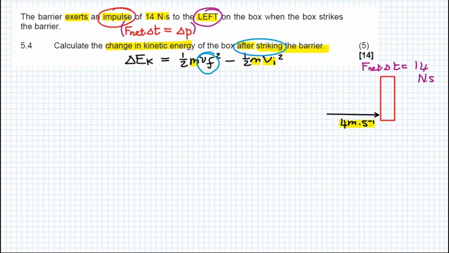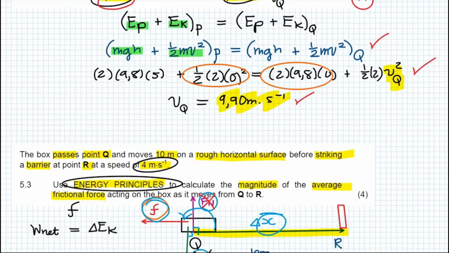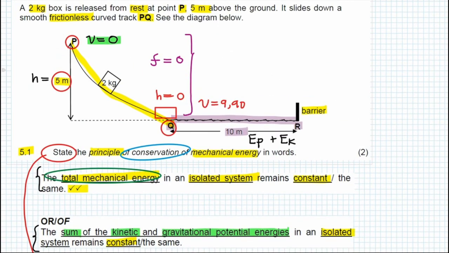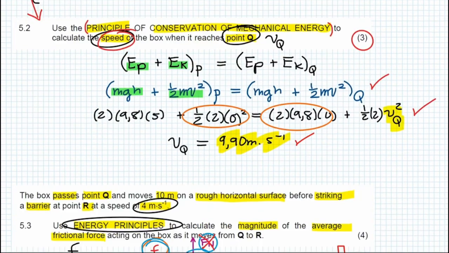So please understand, we have moved past this section of the motion. First, we dealt with the section of the box moving from P to Q. Then we dealt with the motion from Q to R. And now we are dealing with the collision with the barrier. So there are 3 sections, 3 different parts of motion that this question deals with.